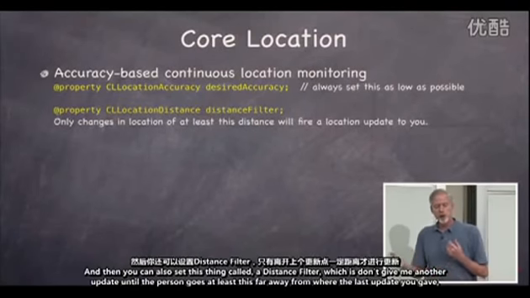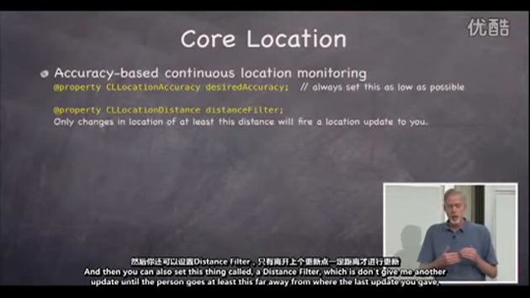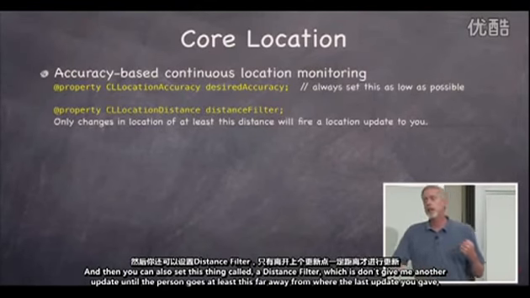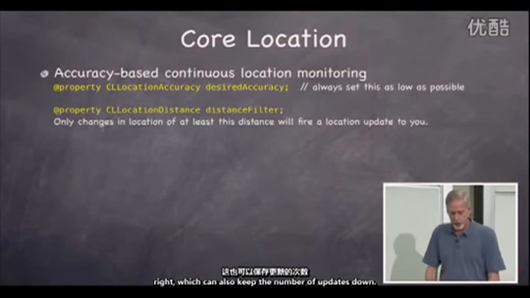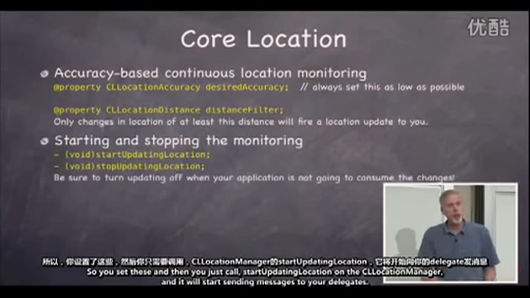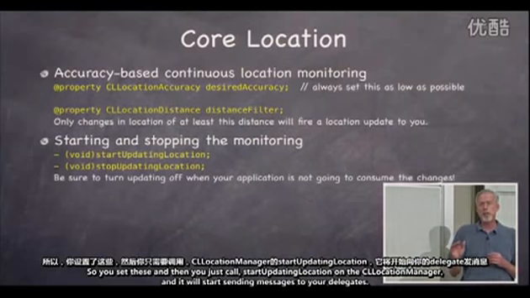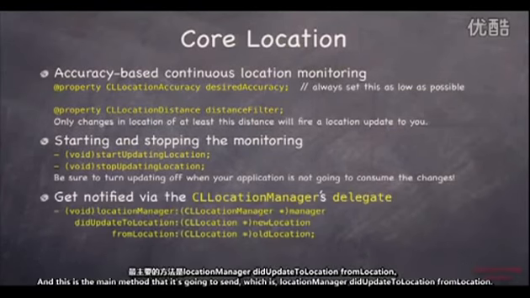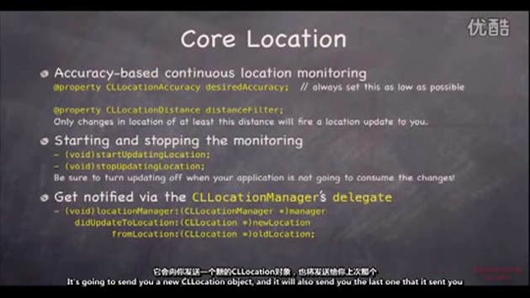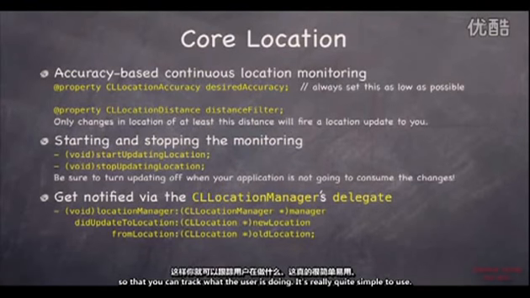And then you can also set this thing called a distance filter, which is don't give me another update until the person goes at least this far away from where the last update you gave, right? Which can also keep the number of updates down. So you set these, and then you just call start updating location on the CL Location Manager, and it will start sending messages to your delegates. And this is the main method that it's going to send, which is location manager did update to location from location. It's going to send you a new CL Location object. It'll also send you the last one that it sent you so that you can track what the user is doing. It's really quite simple to use.